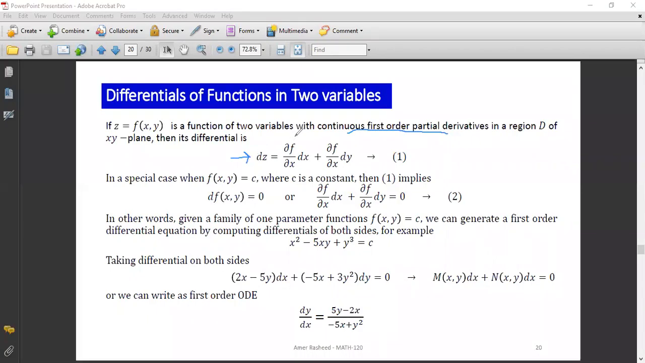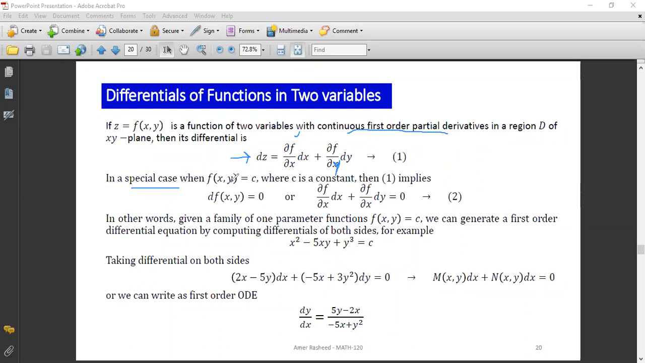equal to partial f over partial x dx and partial f over partial y dy. We should have y here, not x, so this should be y. There's a typo. So this is how we define the differential of a function of two variables.